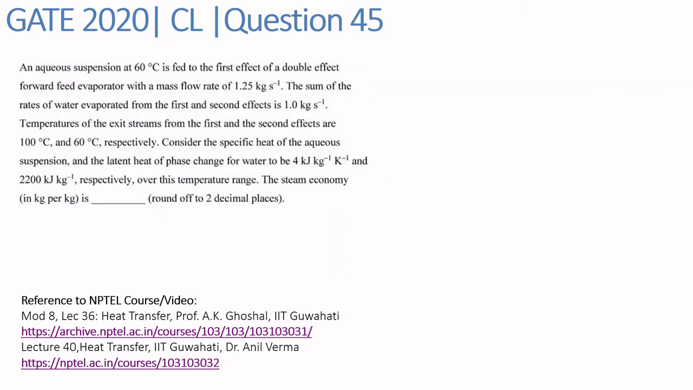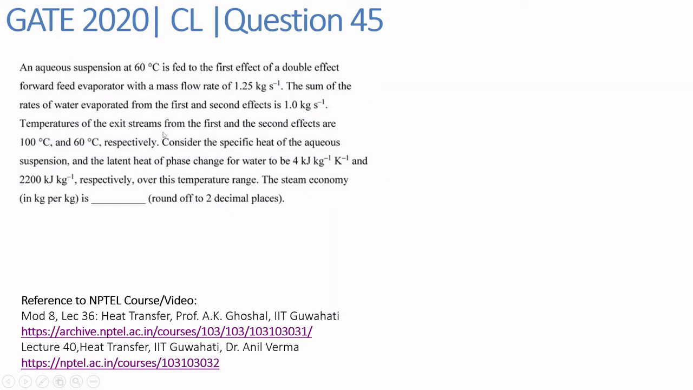We will be looking at question 45 of GATE 2020 Chemical Engineering paper. The question is, an aqueous suspension at 60 degrees Celsius is fed to the first effect of a double effect forward feed evaporator with a mass flow rate of 1.25 kg per second. The sum of the rates of water evaporated from the first and second effect is 1 kg per second.